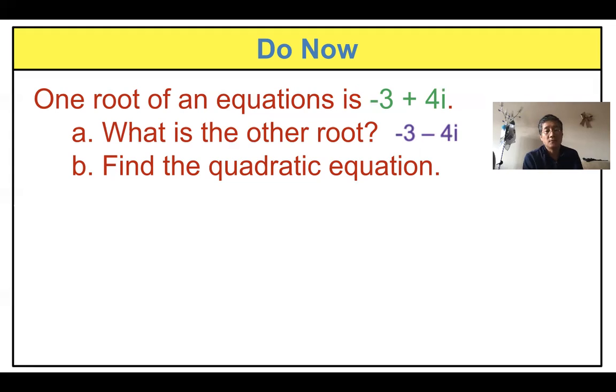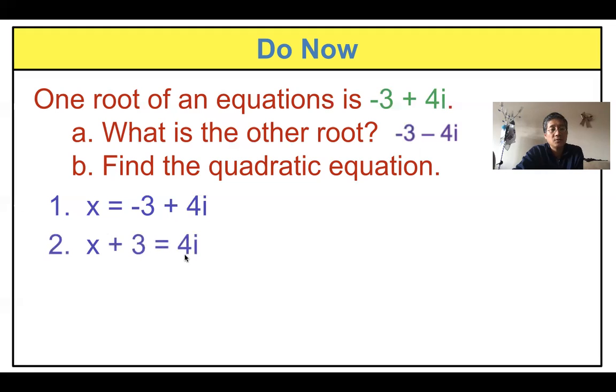Now to find the original equation, what should you do? Yes, you should set x equal to one of these. Both of them will give you the same answer anyway. Let's go with the original, -3 plus 4i. But if you use minus 4i, you will still get the same equation. What is the first step? You move the -3 to the other side. Second step: x plus 3 equals 4i.